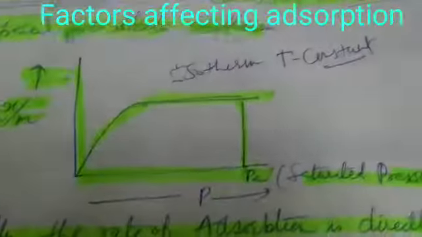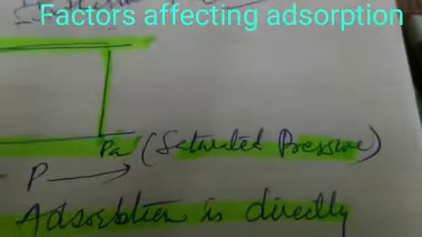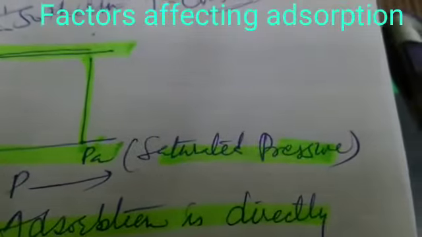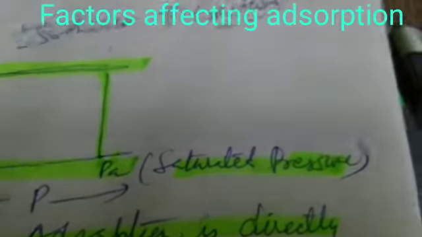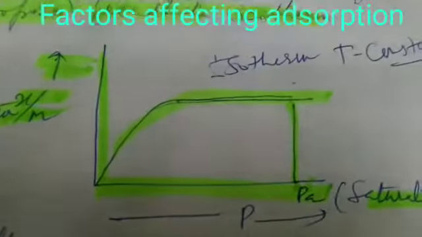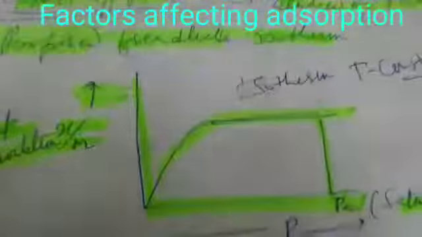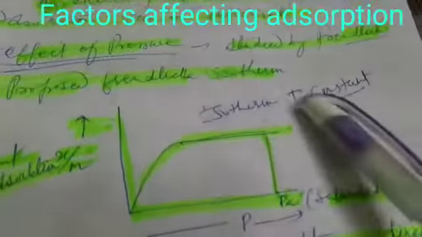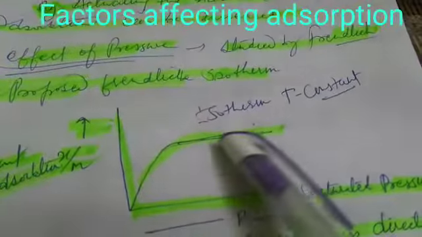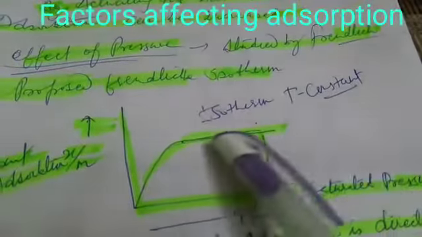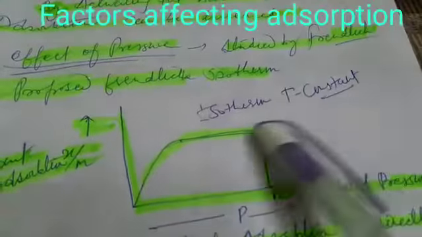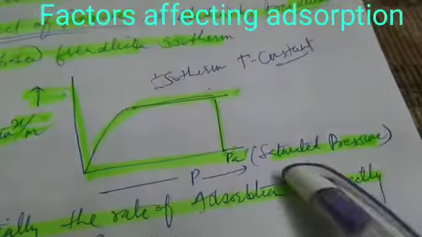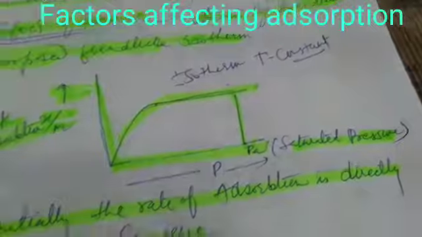Now in this graph, Ps is the saturated pressure. It is the pressure above which the amount of adsorption remains constant. You can see here the amount of adsorption is not increasing or decreasing, it remains constant. So this is called saturated pressure.